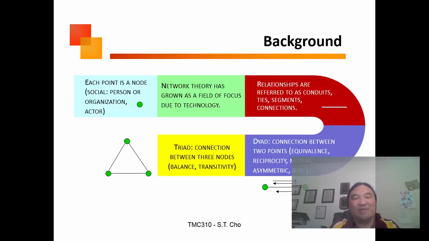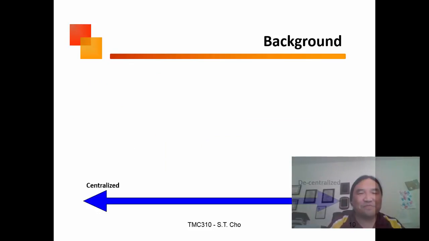And a triad is when you're talking about 3 points connected together. Now in this case it's balanced. If I take out one of those segments, then all of a sudden one point becomes more valuable than the others.